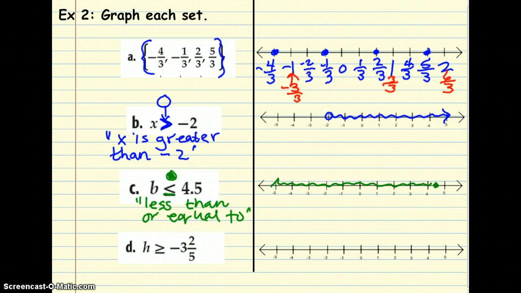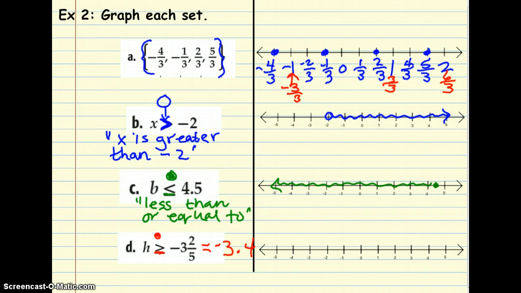So then I also know that b is any number that is less than or equal to 4.5. Now my last example, we have h is greater than or equal to -3 and 2/5. If I saw this fraction, I might change that 2/5 to a decimal, and so I know that that is -3.4. Again, we have greater than or equal to. Because this equal symbol is there, we are going to use a closed dot.